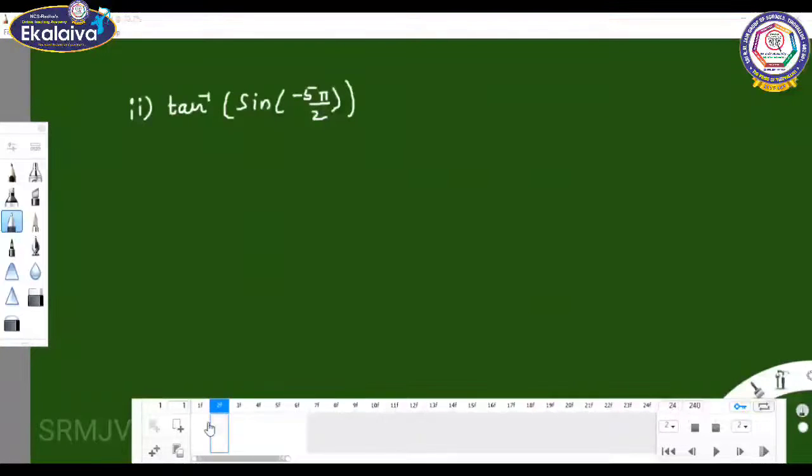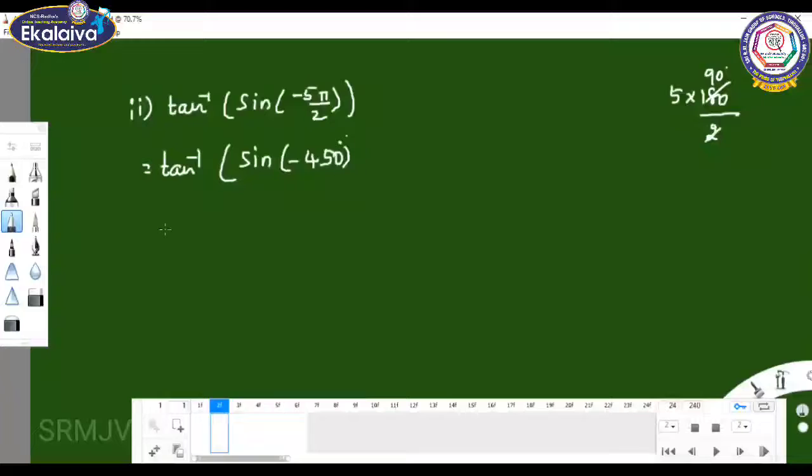See here, what is the next one? Second subdivision, tan inverse of sine of minus 5 pi by 2. See here, do it in your rough column. 5 into 180 by 2, 5 nines are 45, so 90 times 5 becomes 450 degree. So it gives tan inverse of sine of minus 450 degree.